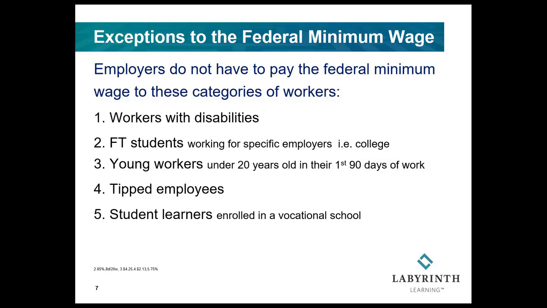Fifth category, student learners enrolled in a vocational school. They could be paid less than the minimum wage, 75% of the minimum wage, and employers must obtain a certificate that authorizes them to pay below the minimum wage rate.